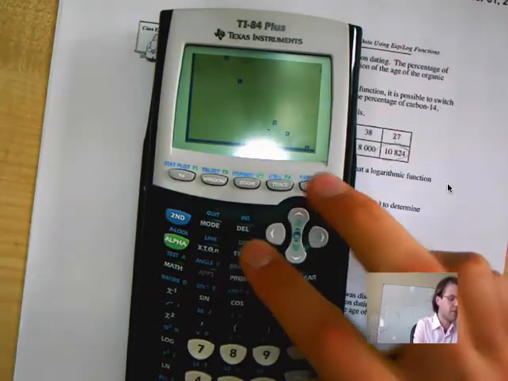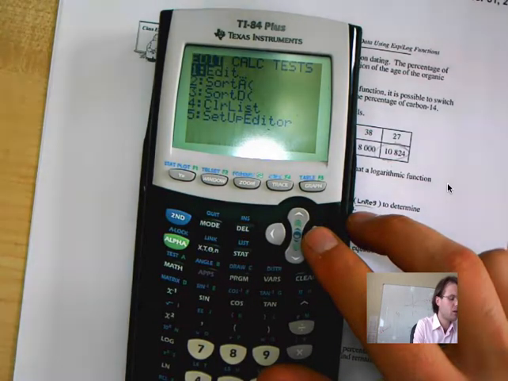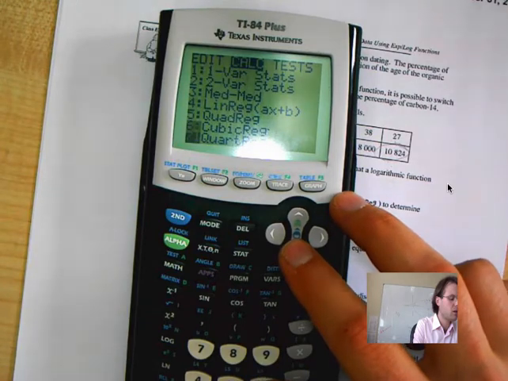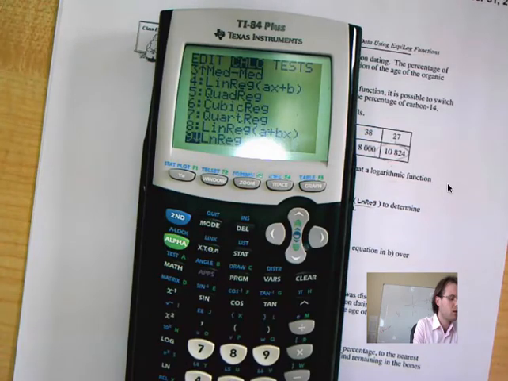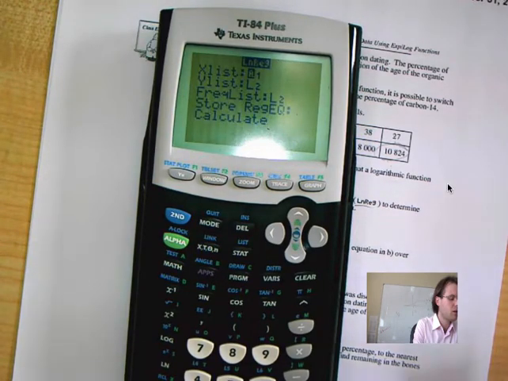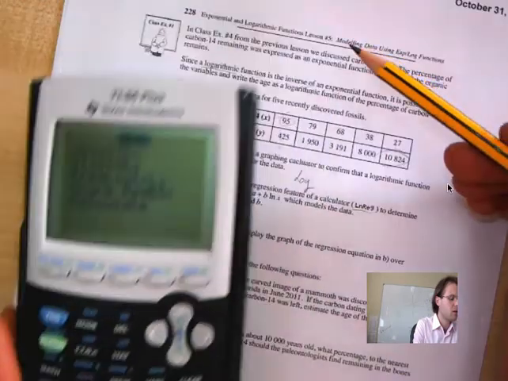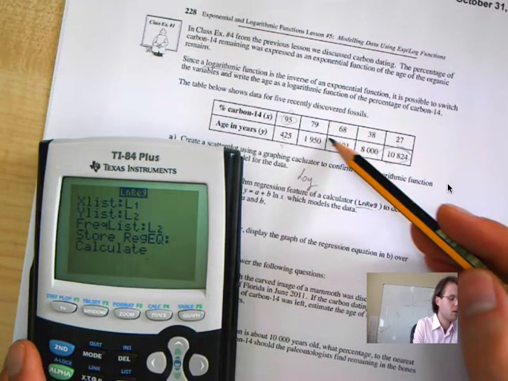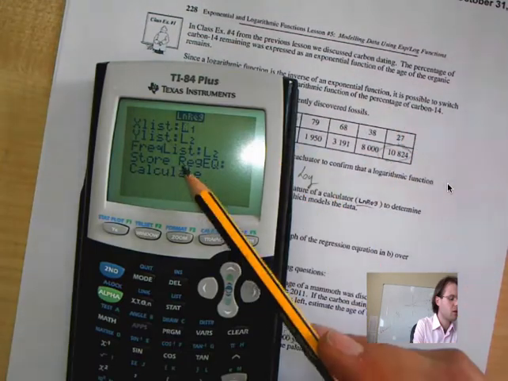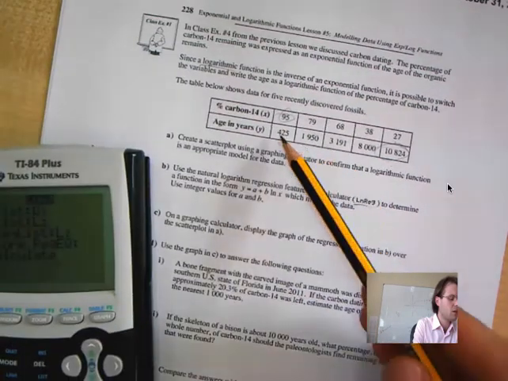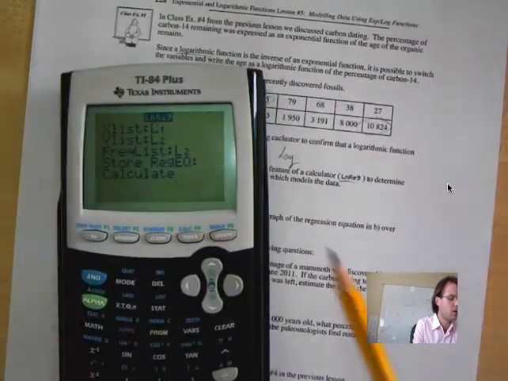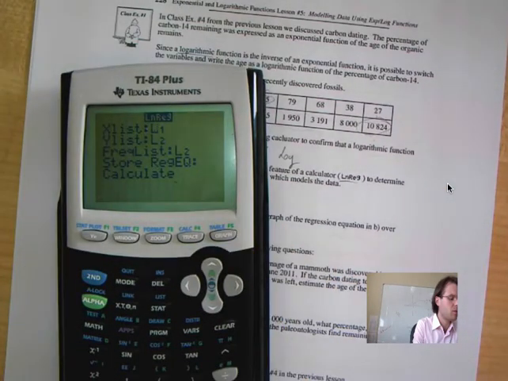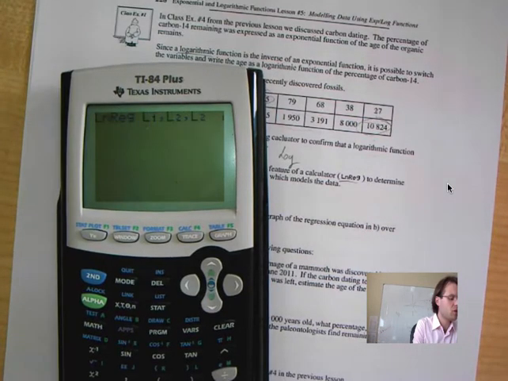So I'm going to go into my stat, and I'm going to calculate. I'm going to go all the way down until I see a logarithmic regression, and I'm going to push enter. We want my x value to be in list 1, and I put my x's in list 1. The y value is in list 2, where I put all of my y values. Everything looks good, and my frequency is okay. So I'm just going to push enter, enter, enter. Everything looks good. I'm going to calculate.